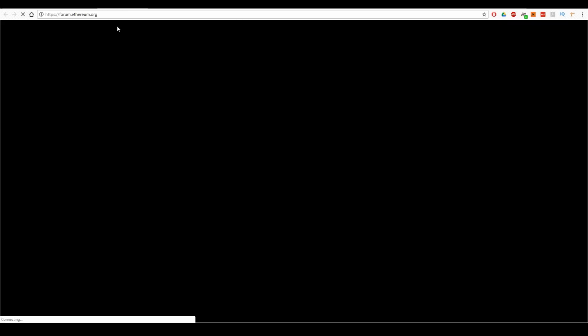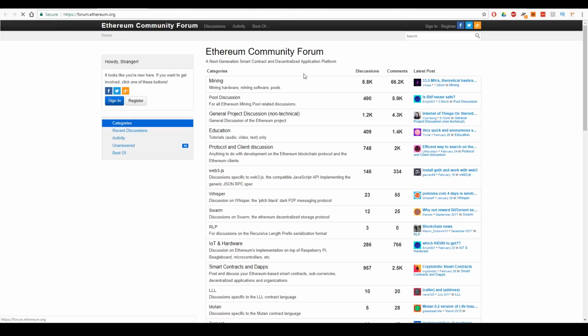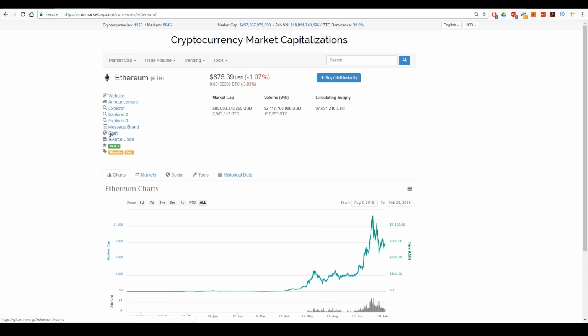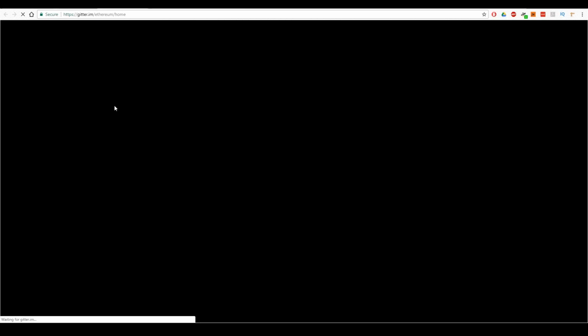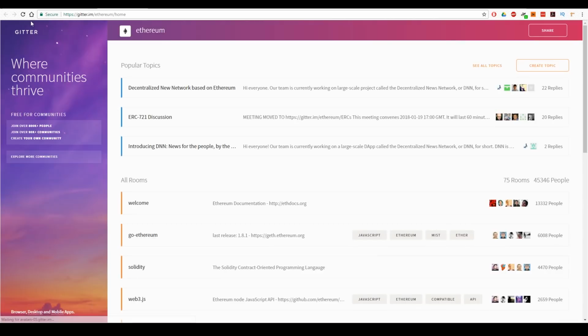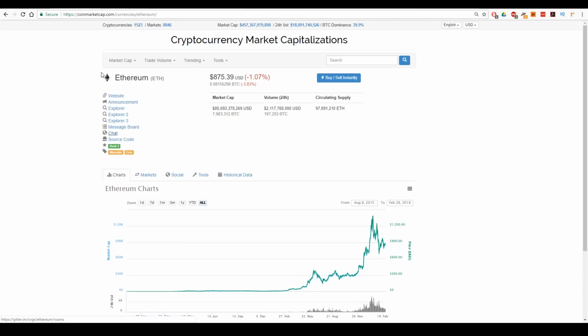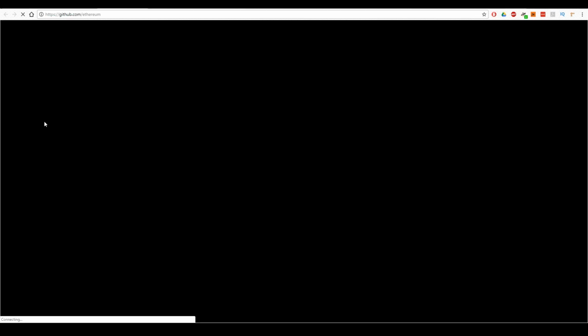We've got a message board, very similar. This is just the official forum for the Ethereum community. As you can see, there's a lot of discussion that goes on here across a variety of different categories. We've got chat as well, so the official chat for Ethereum over here on GitHub. Lots of community discussion going on here as well. Lots of people subscribe to this. Really good resource.